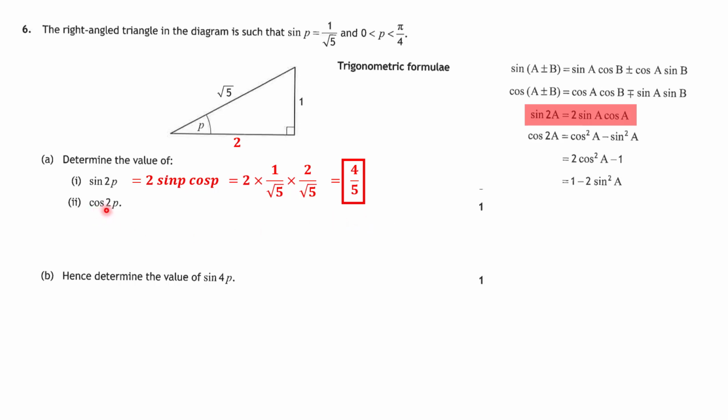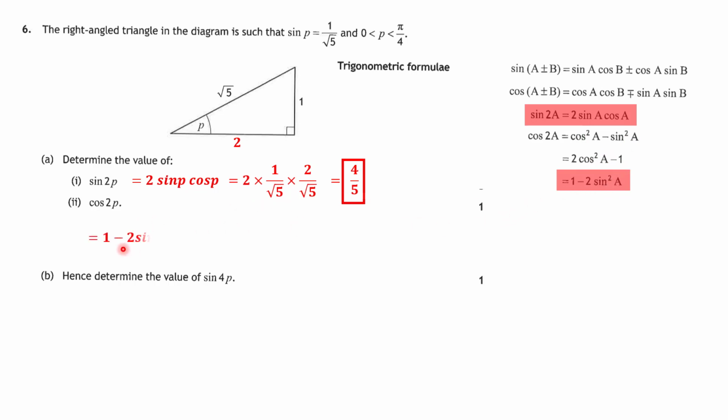Next part, the cosine of 2p. Now there's three formulas you can use. Now because we were given this one, I'm going to use this one: 1 take away 2 sine squared a. But you could use that. You get the same answer. Let's do it the way that I said it.